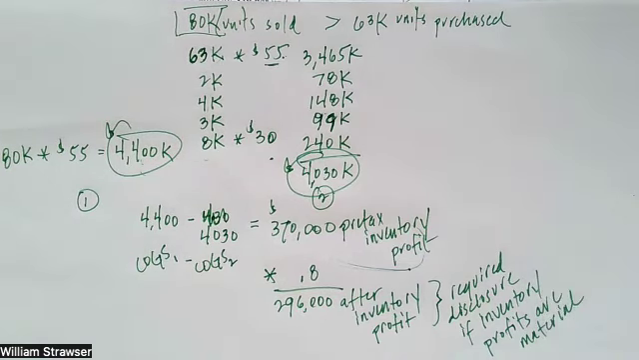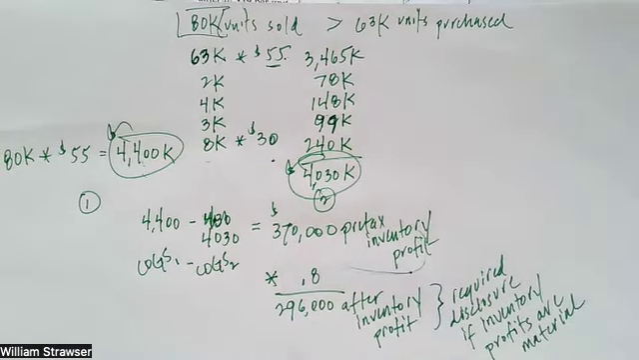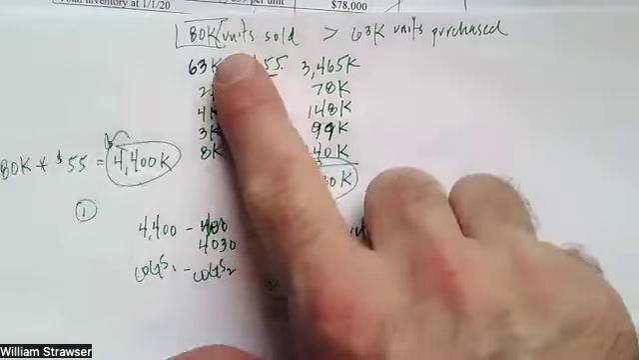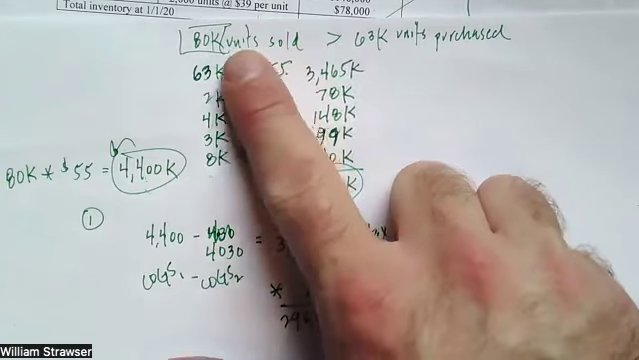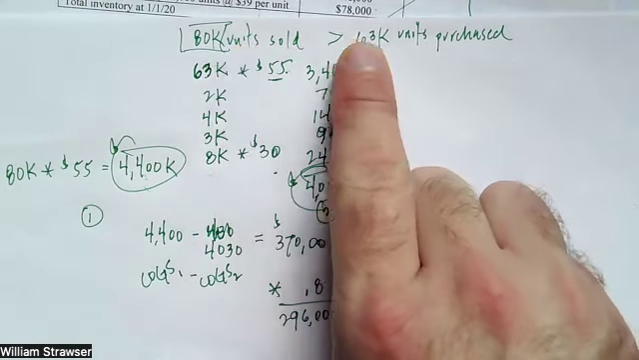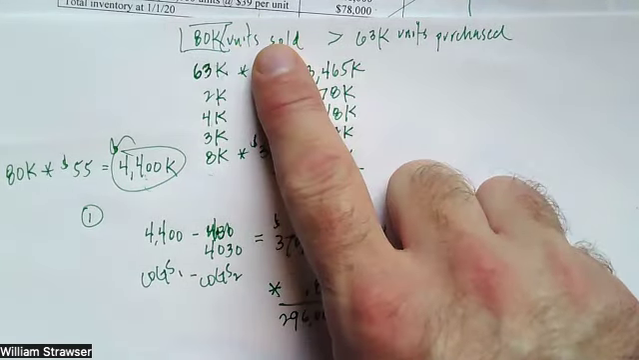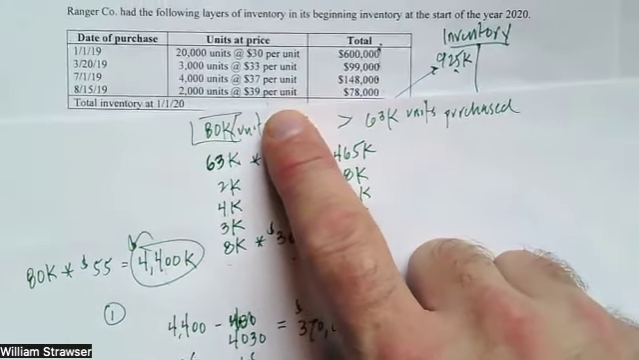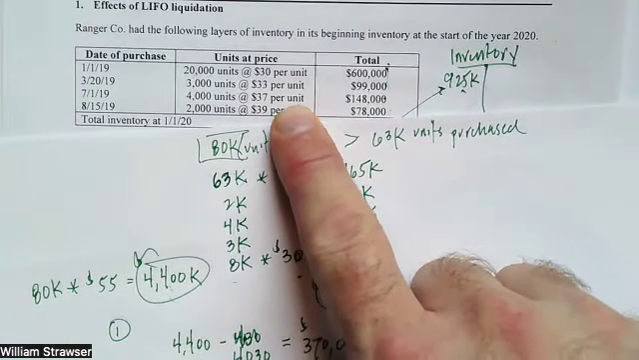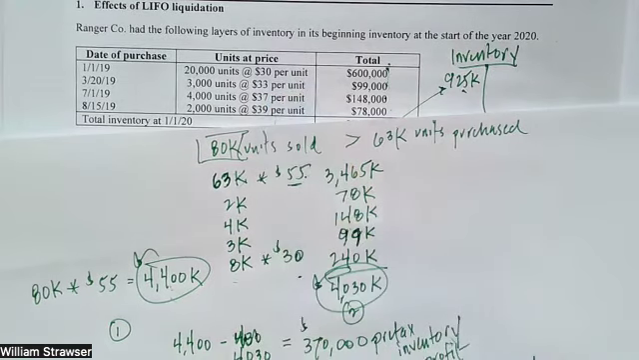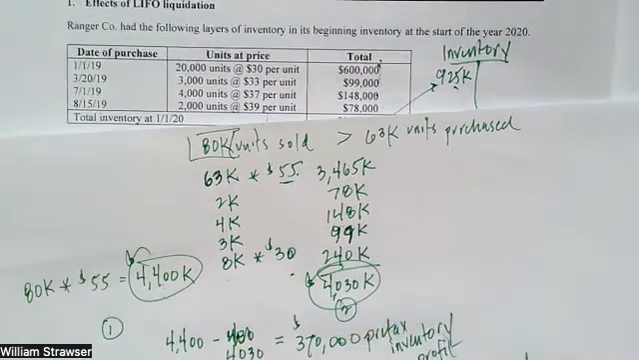But that's inventory profits, LIFO liquidations. The idea being we could not assign a current cost to all 80,000 units. And so we had to start dipping back into all these old price points that tend to be lower costs to assign to inventory.